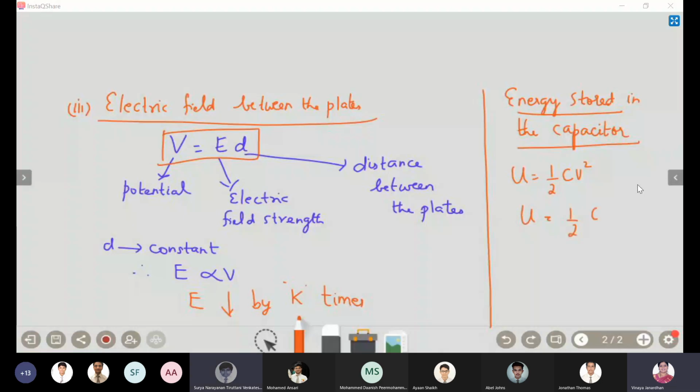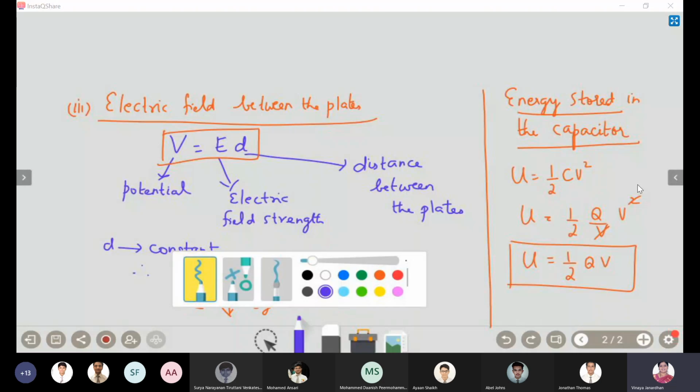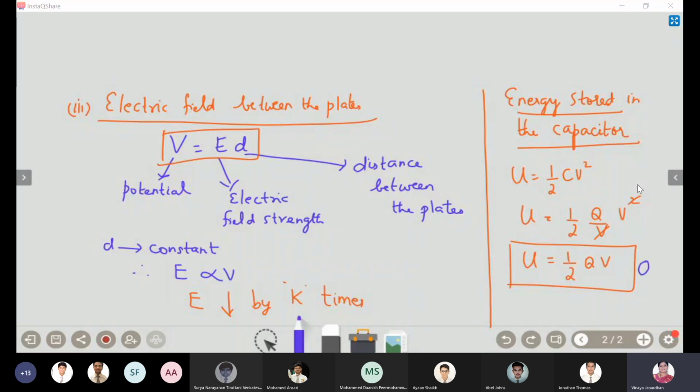Half Q into V, okay, so U is equal to half Q into V. Now look at this, Q is a constant here. So you have to go for a relation where Q remains a constant. When Q is a constant, U is directly proportional to V.